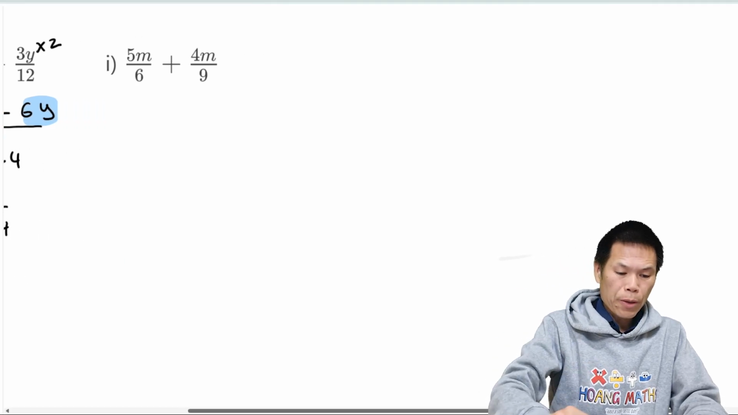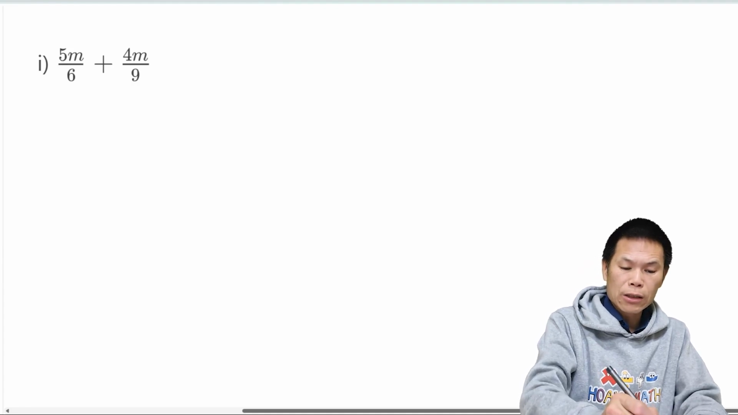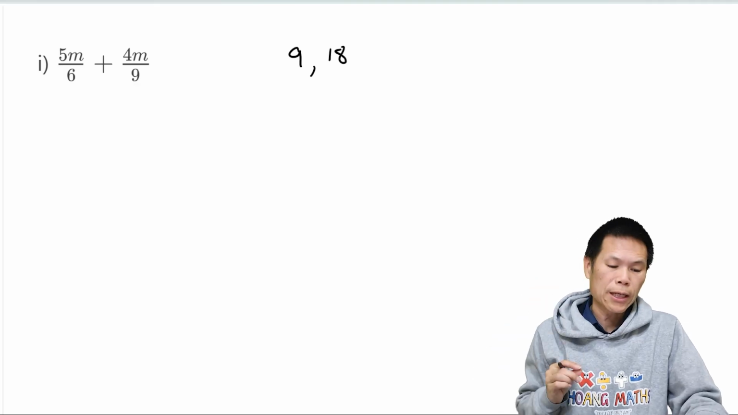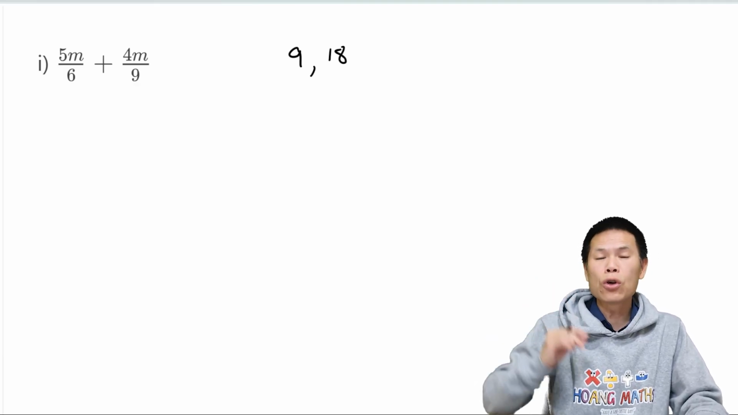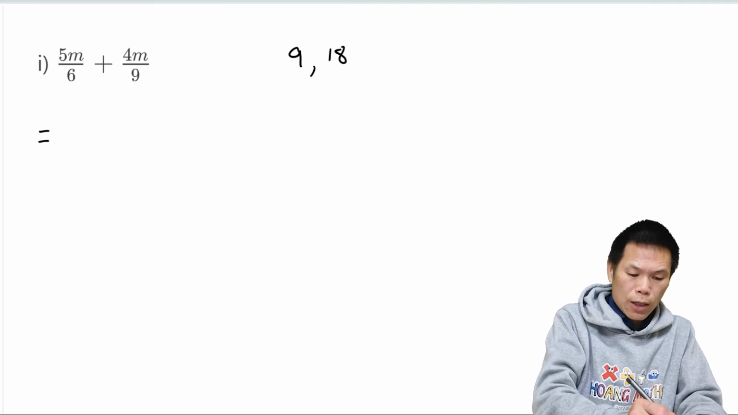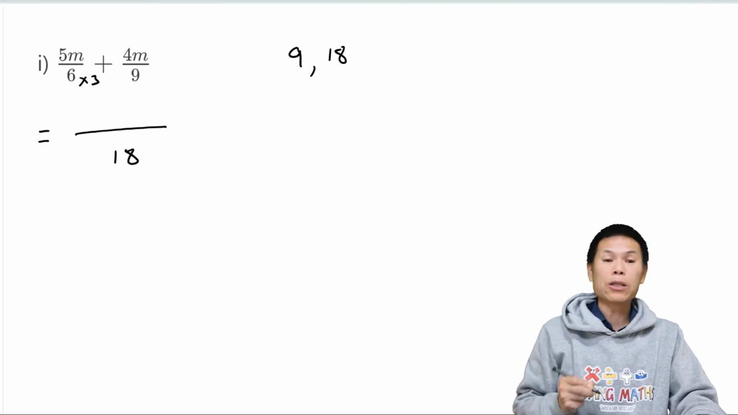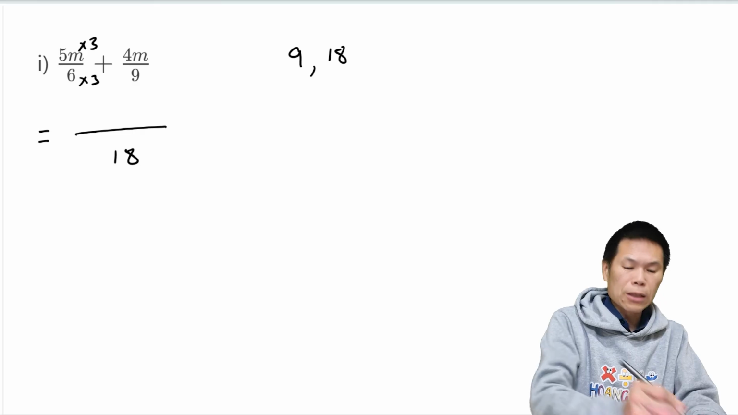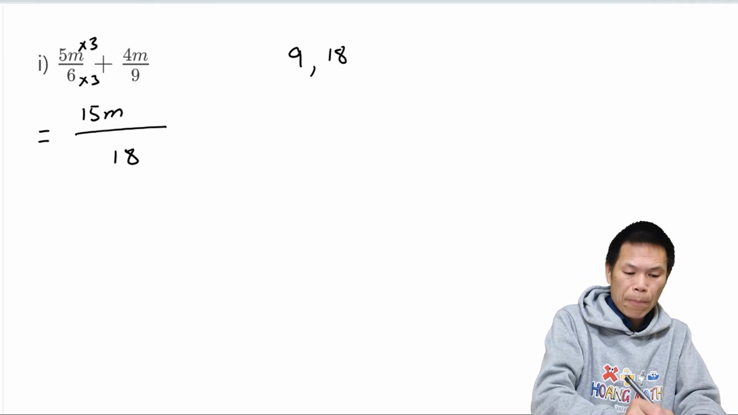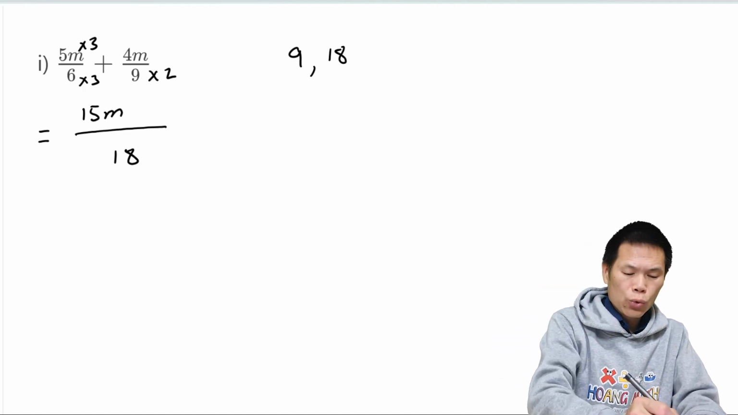So there you go. Part I, 6 and 9. So that should be 18, right? So 9, 18. So 18 is the lowest common denominator because 18 is also a multiple of 6. So keep that in mind. So that is equal to, that is 18. So to get 18, I times this by 3. And so this one, we times by 3. So 5 times 3 is 15. So 15m. 9 times 2 gives me 18. So the top times by 2 as well.